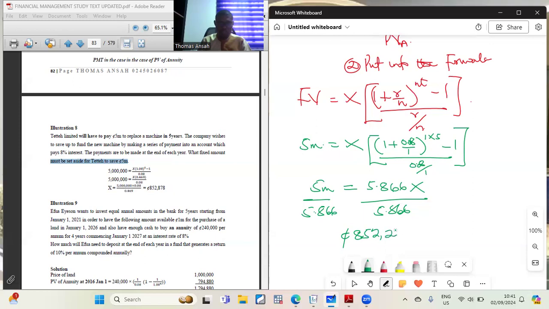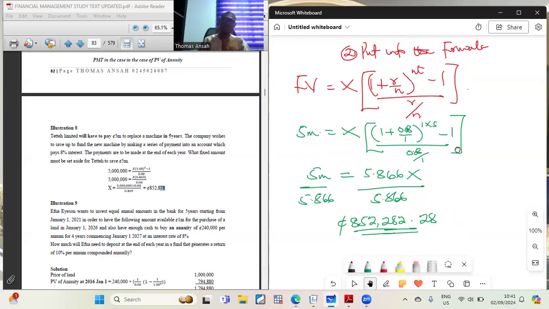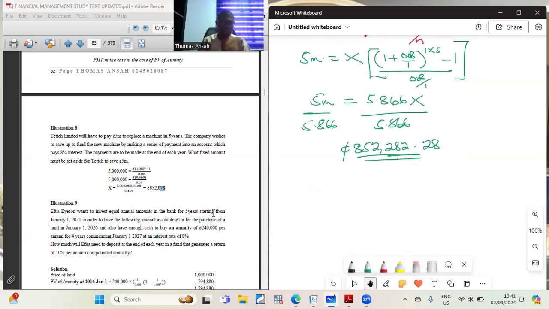Mine is 282. You can see a small difference, which may be due to approximations. It's 282.28. You can try it at your end to see if you get the same figure. All right, so that is that.